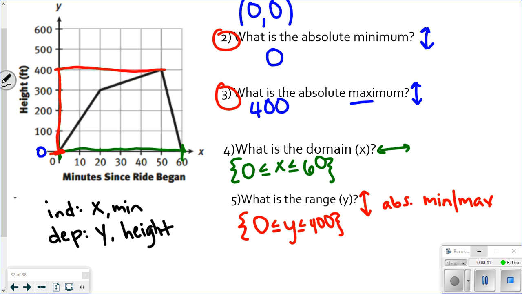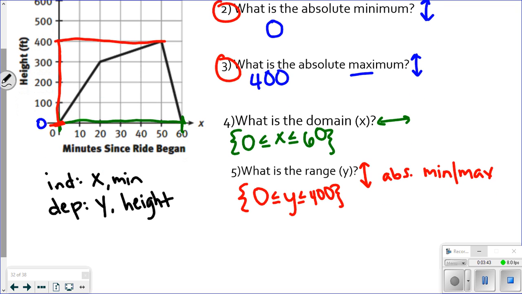Is this graph continuous or discrete? Discrete means individual points not connected by a line or a curve. Continuous means we can draw it without picking up our pen or our pencil, and it is connected by a line or a curve. So the data in this graph right here would be continuous.